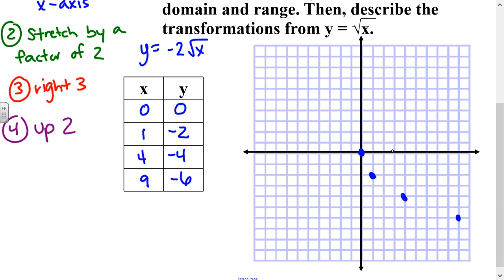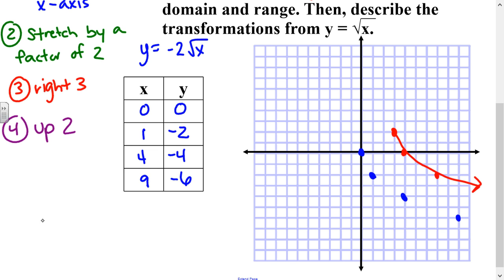So 1, 2, 3, up 2. 1, 2, 3, up 2. 1, 2, 3, up 2. And then that one won't fit on the graph. So this is actually my graph, the red one.